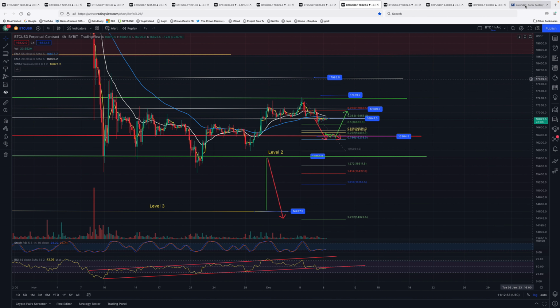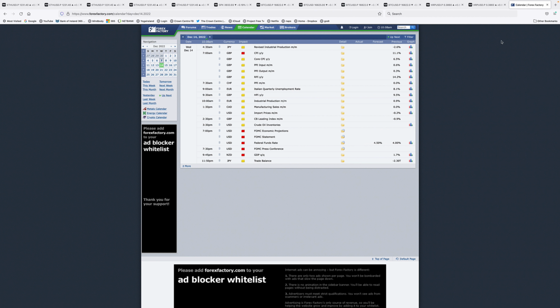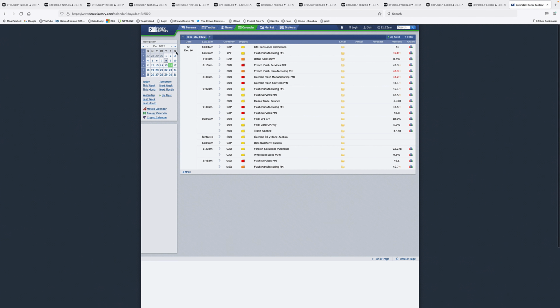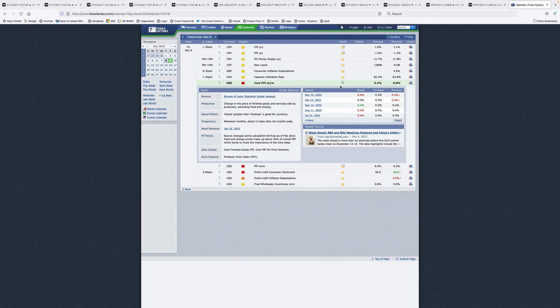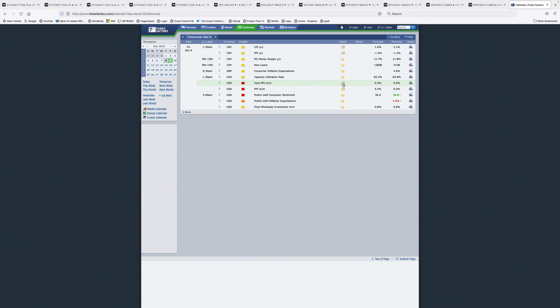We have news tomorrow. So today should be a quiet day, resetting the market in expectation for tomorrow. And tomorrow what we have is the core PPI, and it usually brings volatility into the market.